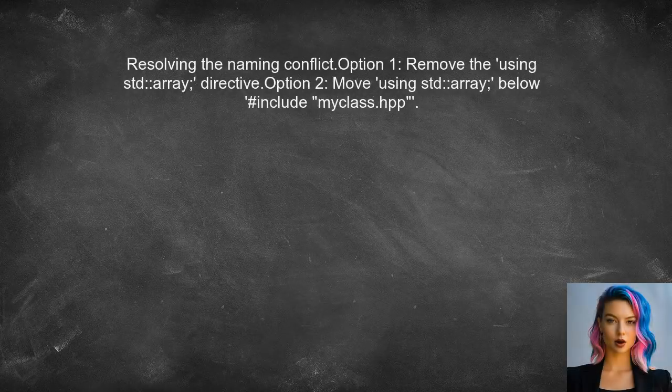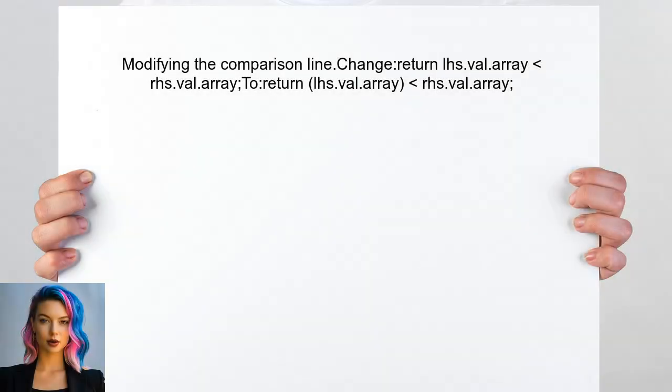The user can resolve this by either removing the using std::array directive or moving it below the inclusion of myclass.hpp. This will prevent the compiler from misinterpreting the member variable as a template. Alternatively, the user can modify the comparison line in the operator function. By adding parentheses around lhs.array, the compiler will correctly interpret it as a member variable rather than a template.